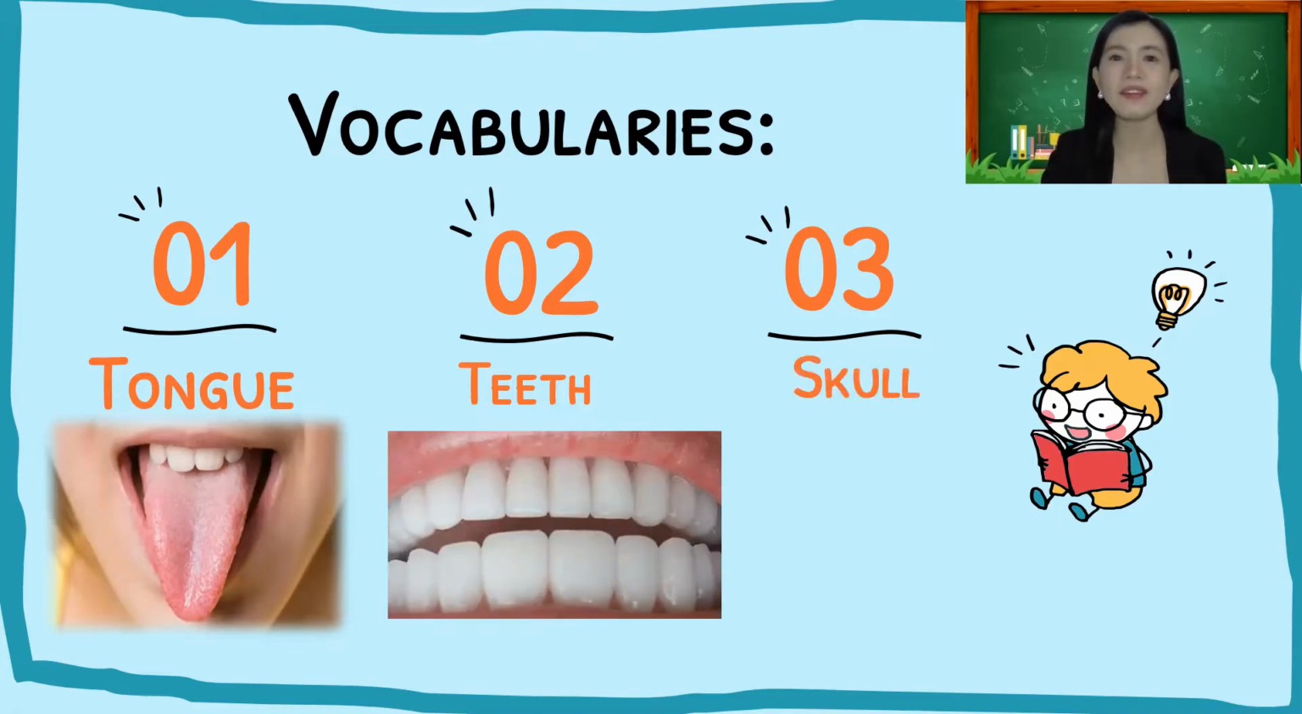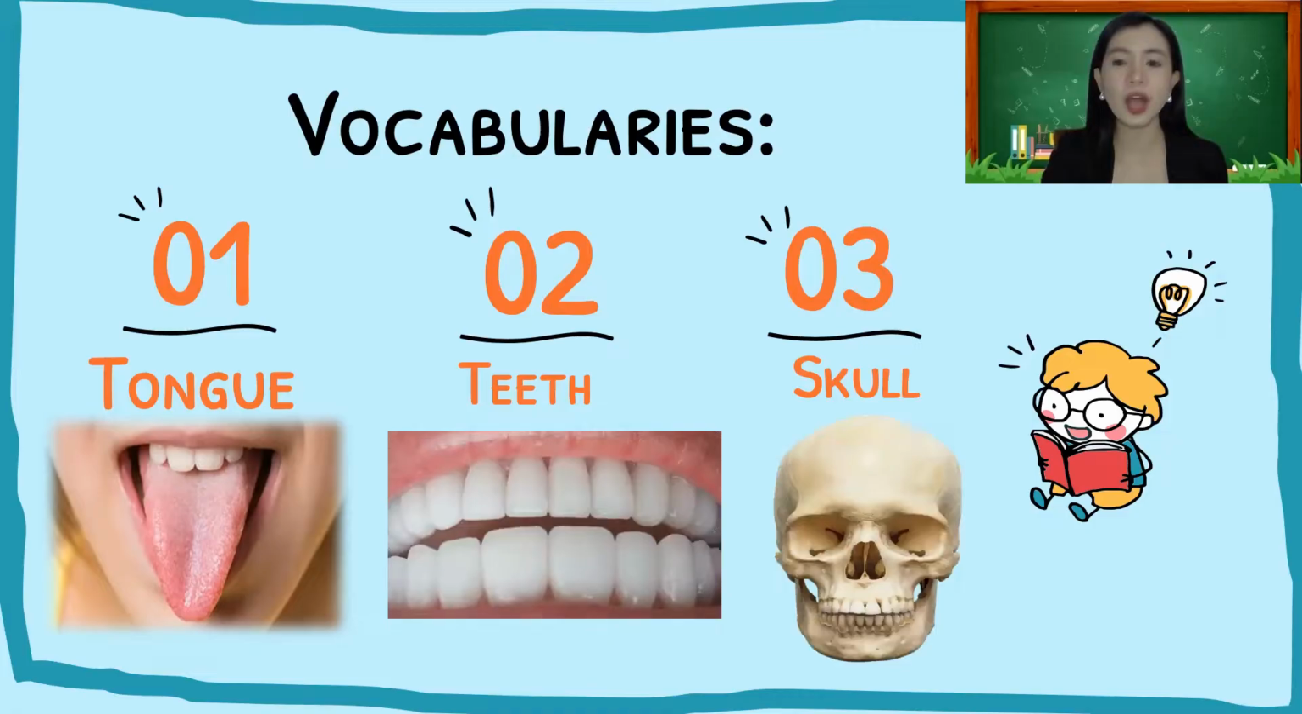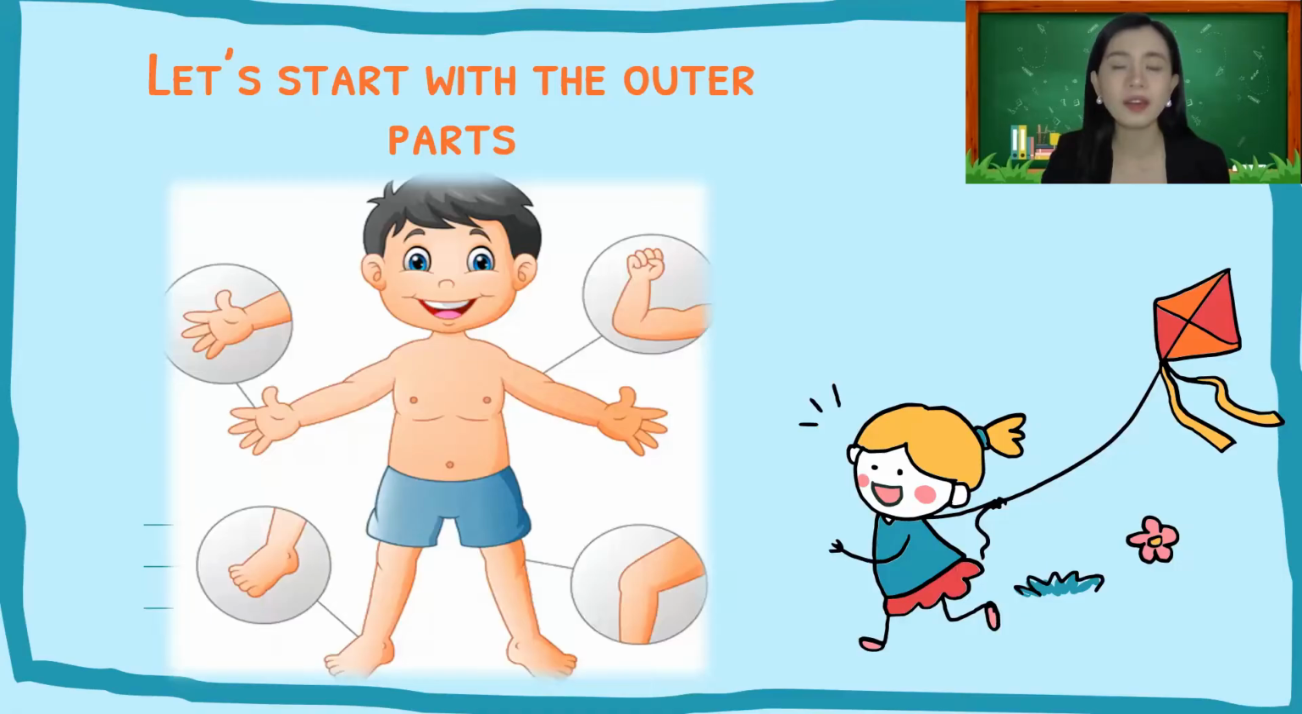And we also have skull. Can you say that again? Skull. Can you repeat it again? Skull. So, this is a picture of skull. This is the bone of our head. It is a strong bone of our head. It is called skull. We can see that many other parts that make up the body have different functions. Here are their functions and let's start with the outer parts.